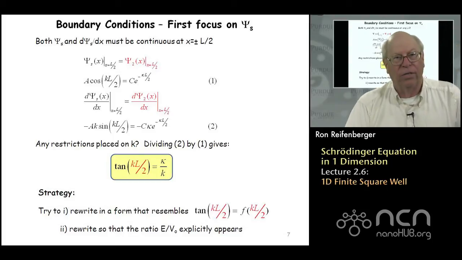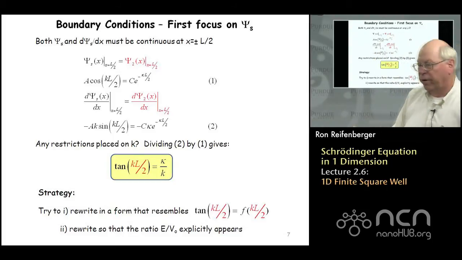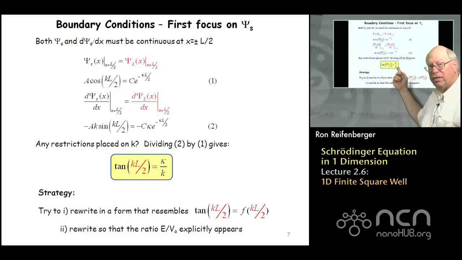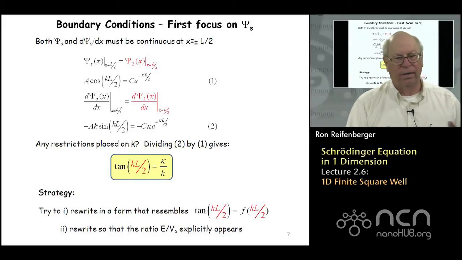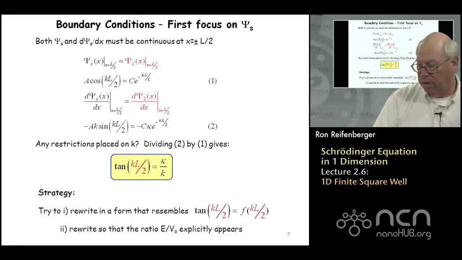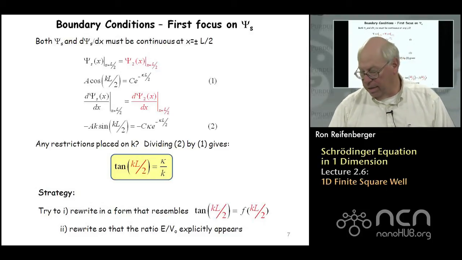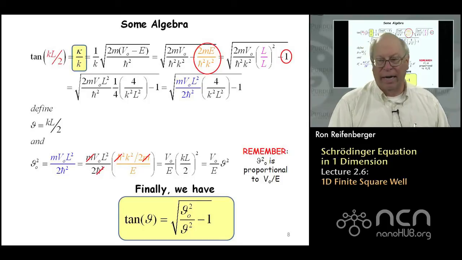The strategy we're going to employ in the next slide is to transform the right-hand side of this equation so it contains the same parameters as contained in the argument of the tangent function. So we'd like to rewrite the right-hand side so we've got a kL by 2. And then we'd also like to introduce the ratio of V over V0 so it explicitly appears in this equation. These are just strategy decisions. Then you have to go about doing the arithmetic and algebra to carry out those goals. So I worked that out in this slide.